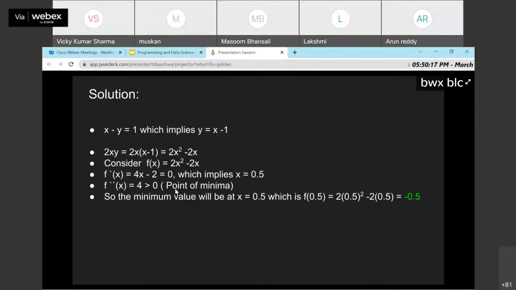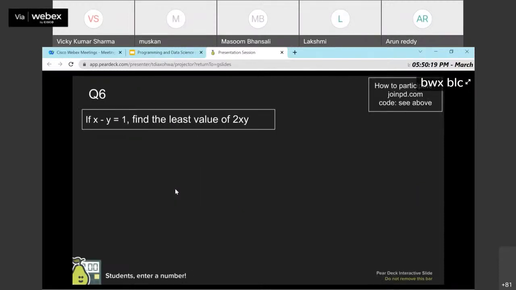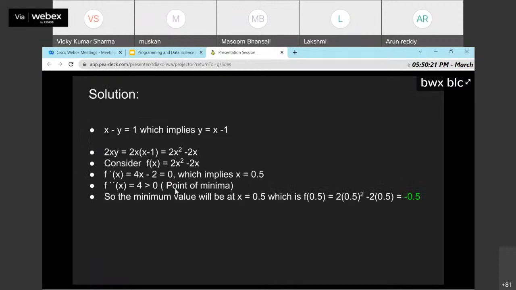But in this particular question, it clearly says find the least value of this. And there is just one x value that you are getting from the expression. So by default it is giving you the least value, because the examiner has kept in mind that you don't have to do a second derivative test. You just get the value of x, substitute, and get the minimum value. That's all.